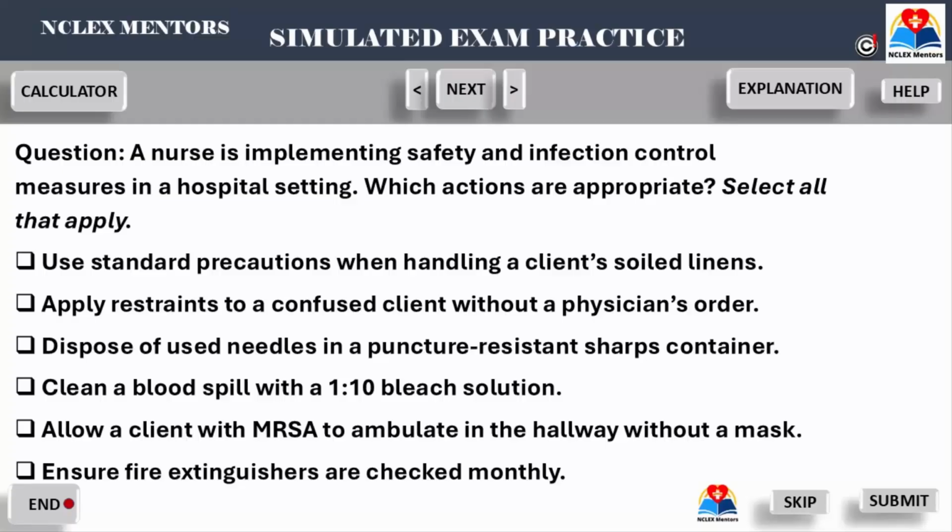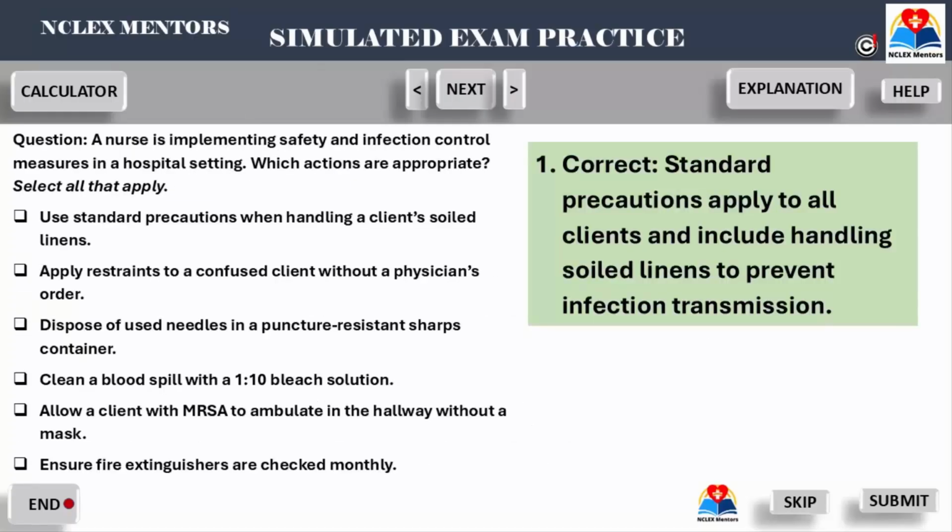6. Ensure fire extinguishers are checked monthly. Please take your time, or pause the video if you need more time to think through your answers. Okay, let's talk through each one.